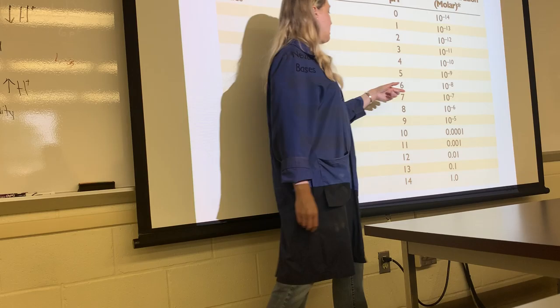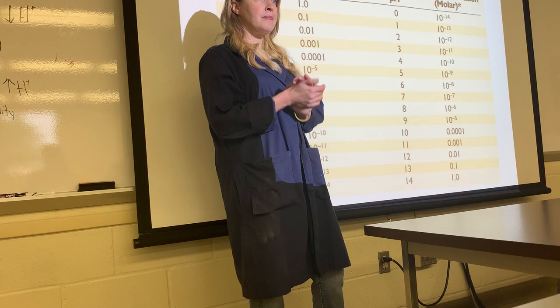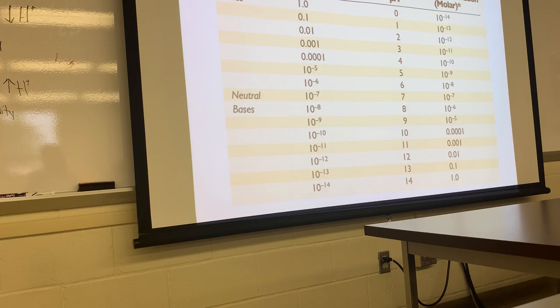Okay? But what about a pH of 7? pH of 7 is neutral because we have the same concentration of hydrogen as we do hydroxide, 10 to the minus 7. It's the same. It's neutral. Make sense?